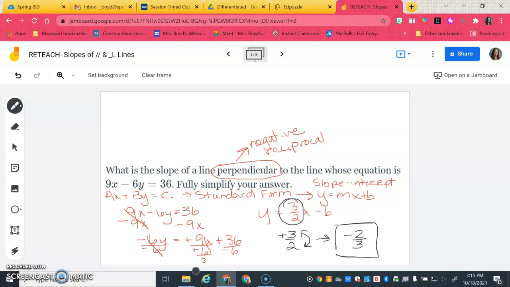Okay, so just to recap, it was in standard form. I don't have my slope variable in standard form. I have to change it into slope-intercept form where I have my slope. To do that, we solve for y. So I move my x term, and I divide by the number in front of y. I simplified my terms, and then I took the negative reciprocal of that slope. My new slope is negative 2 over 3.